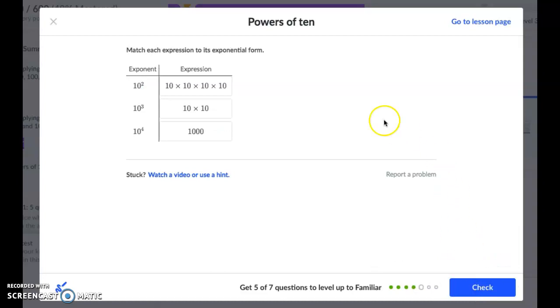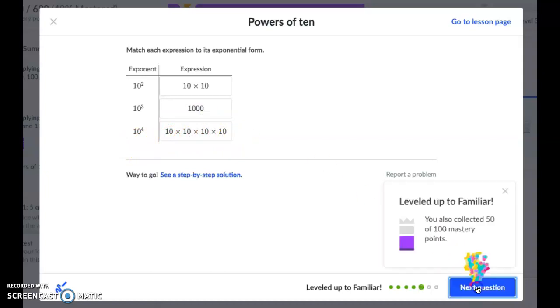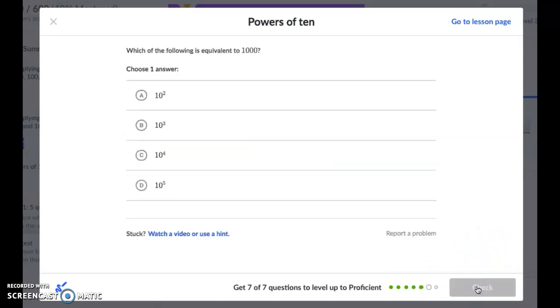Match each expression with its exponential form. So 10 to the 2 means I have 2 tens. 10 to the 3 means I have 3 tens, which is going to make me have 3 zeros. And 10 to the 4 is 4 tens. Which of the following is equivalent to 1,000? Well, I have 3 zeros in my number. That means it's going to have to be 10 to the 3rd.